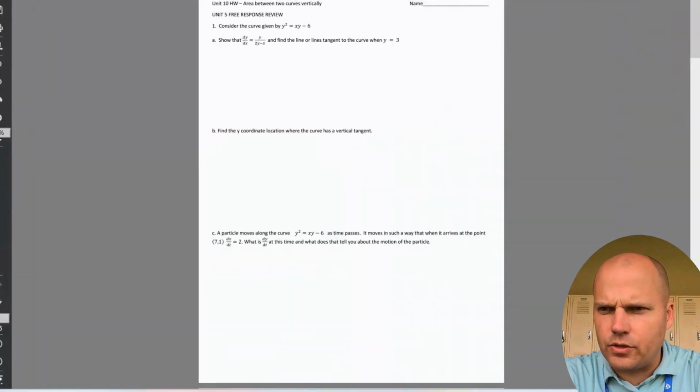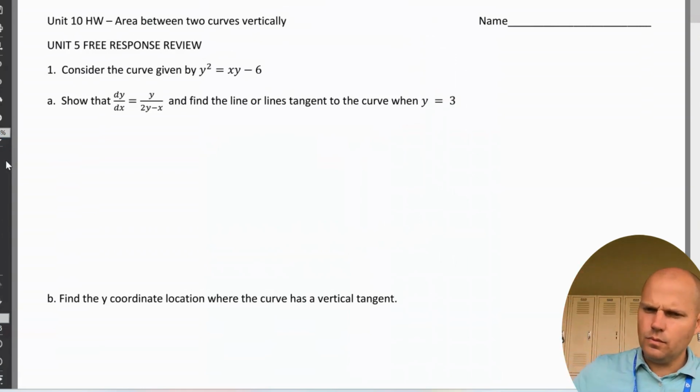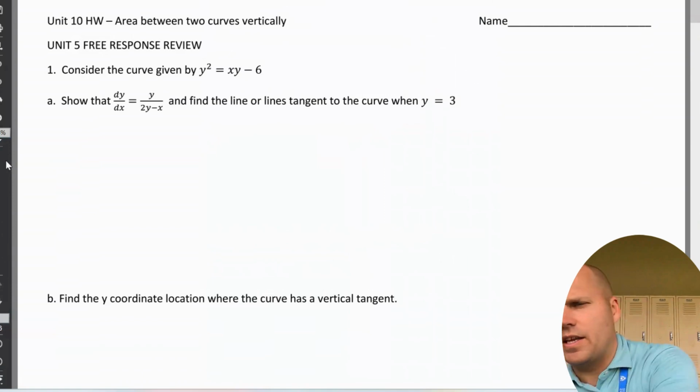What's up, Calculus students? Let's review Unit 5, one question from Unit 5, and then get into the new stuff.